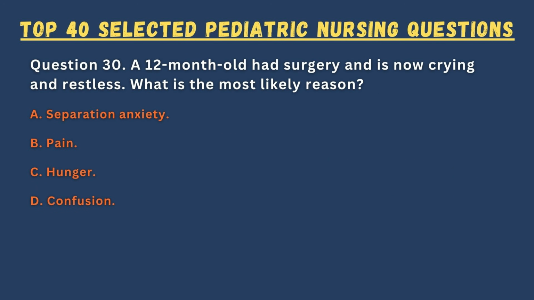Question 30. A 12-month-old had surgery and is now crying and restless. What is the most likely reason? A. Separation anxiety. B. Pain. C. Hunger. D. Confusion.